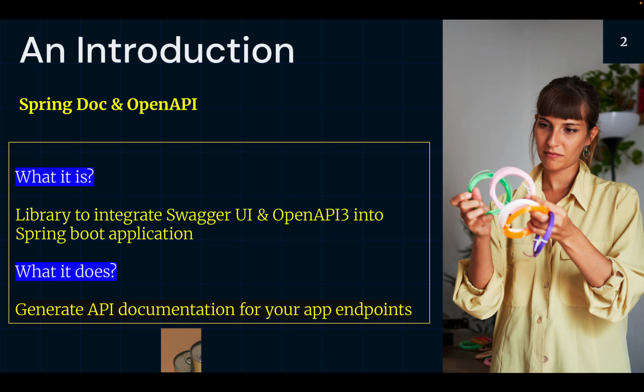Like in an industry, you have to integrate multiple applications, right? So you have to expose your APIs. So this is the best way to give the documentation of your APIs. So to summarize, SpringDoc integrates Swagger UI and OpenAPI into Spring Boot and automatically generates the interactive API documentation.